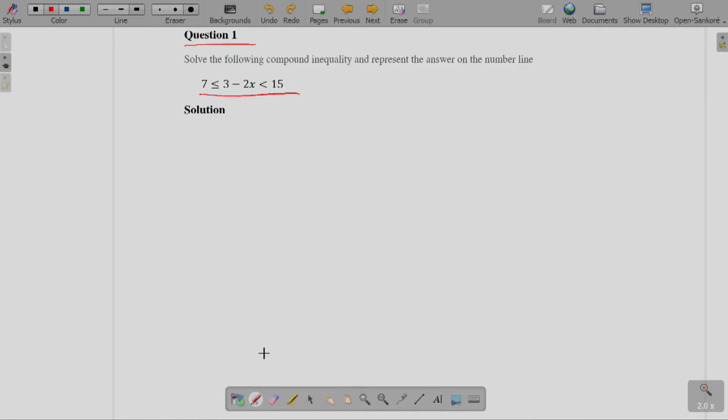The first step is to write the inequality that we were given, which is 7 less than or equal to 3 minus 2x less than 15. So we are required to solve this inequality. This is the first step: write the inequality that we were given.